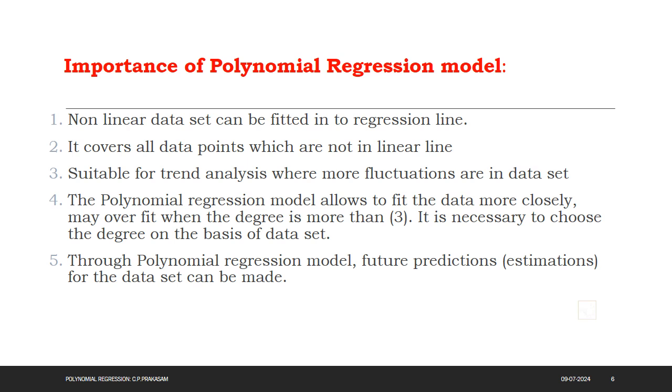The importance of the polynomial regression model is that a non-linear relation data set can be fitted with a best fit regression equation. It covers all the data points which are not in a linear line, and is suitable for trend analysis where there are more fluctuations in the data set. The polynomial regression model always fits the data more closely, but may overfit when the degree is more than 3, that is, the cubic polynomial regression equation. It is necessary to choose the degree on the basis of the data set.